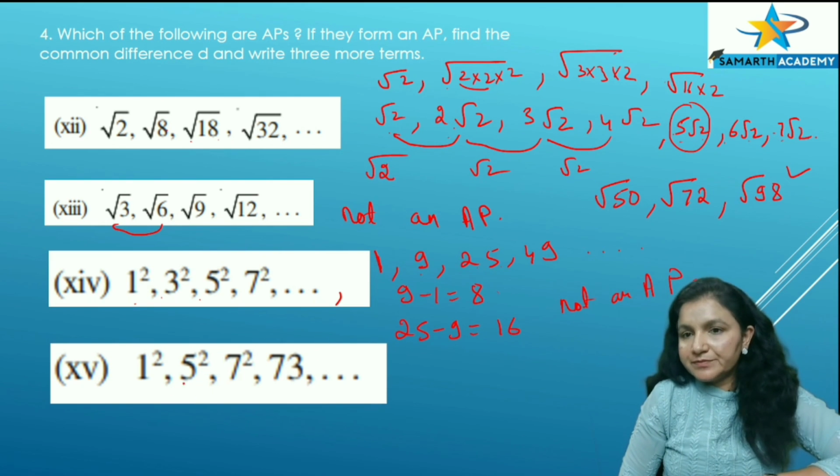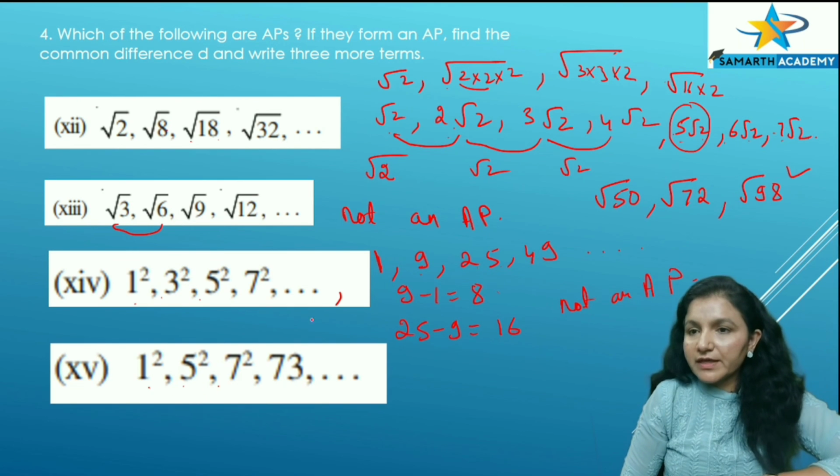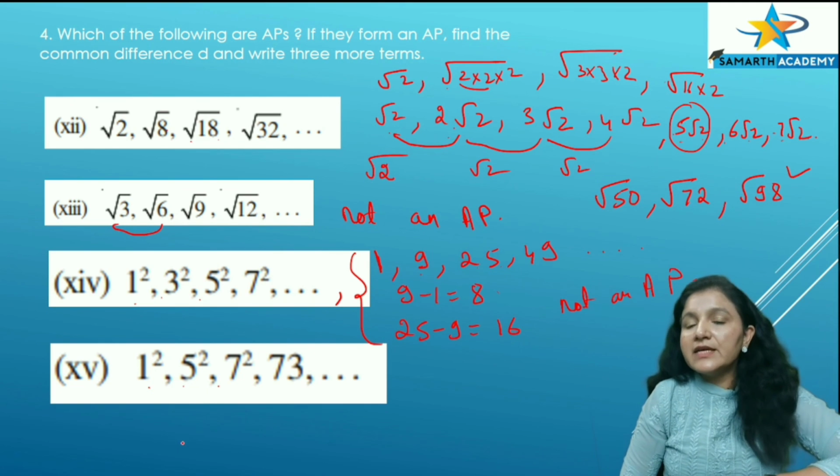Question 15. 1 square, 5 square, 7 square, definitely not an AP. The same way you have to explain as you have done earlier. This completes exercise 5.1.